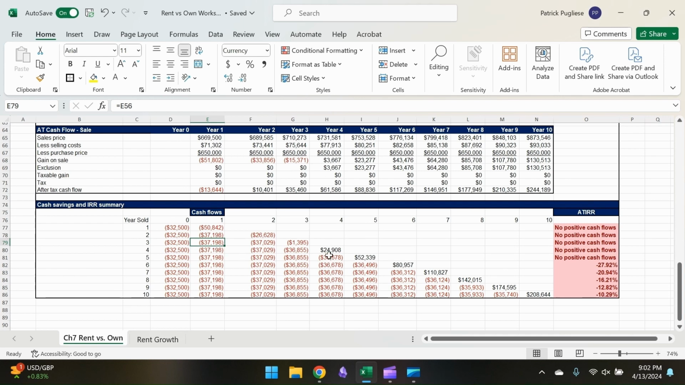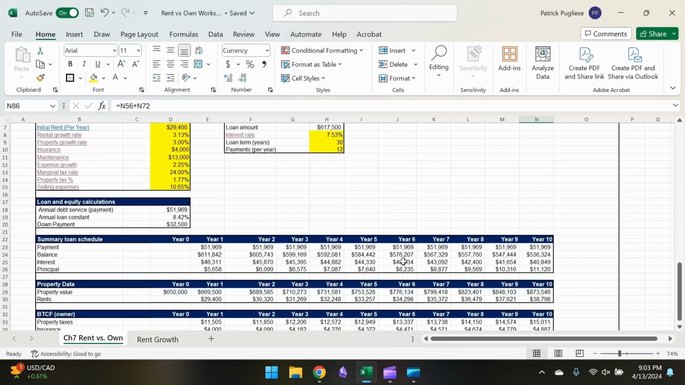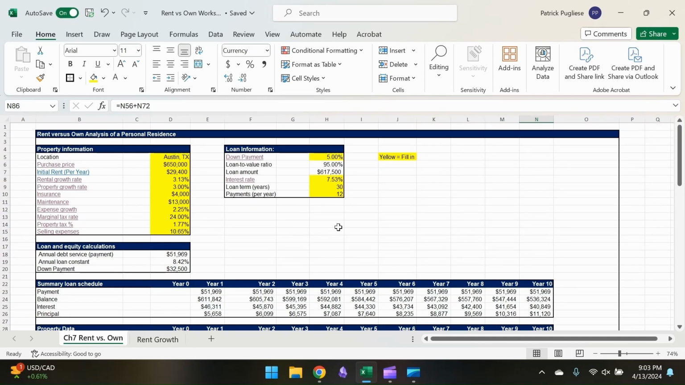It isn't until year 4 that you even get to see a positive cash flow. But that singular positive cash flow isn't enough compared to how much you've been spending to own the home. As you can see, we have no positive outcomes here. So in this market, for this particular example, it absolutely would make more sense to rent.